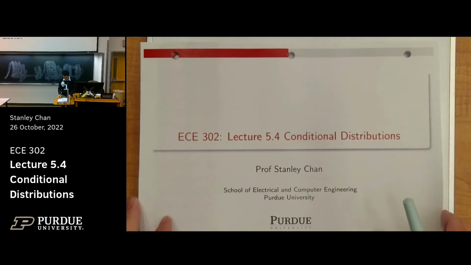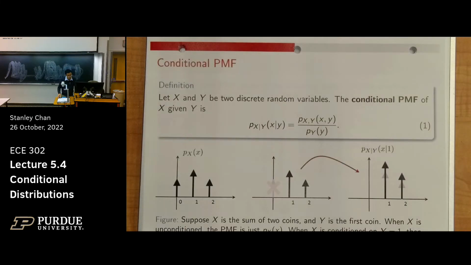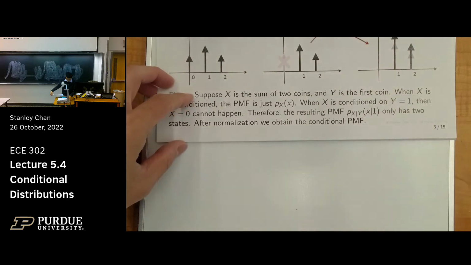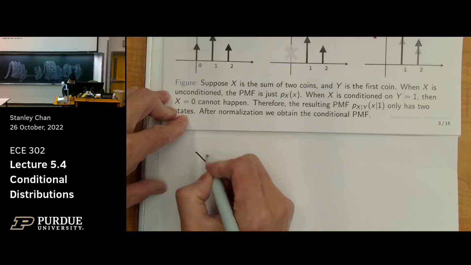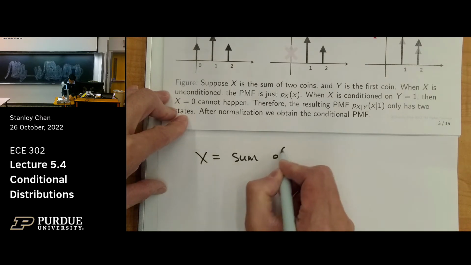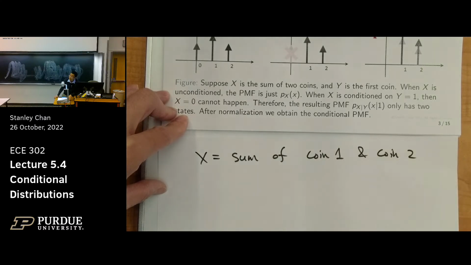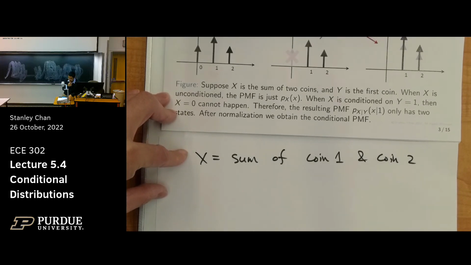So let's talk about the conditional distribution. Conditional PMF and PDF are pretty much the same thing. Let me give you this example. Suppose you have 2 coins. X equals the sum of coin 1 and coin 2. That's a sum. So what would be the sample space for X?